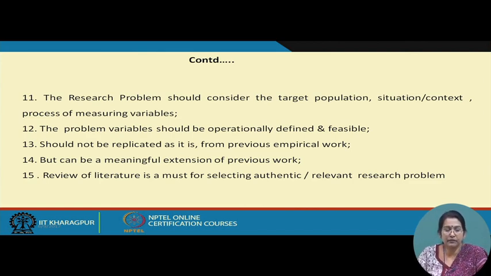So, while identifying the research problem, we should map it in terms of its feasibility, like what would be the population, from where we can draw the sample, and what should be the minimum sample size, whether the sample represents that population's characteristics or not, and in which situation and in which context we are going to verify the concepts or the variables.